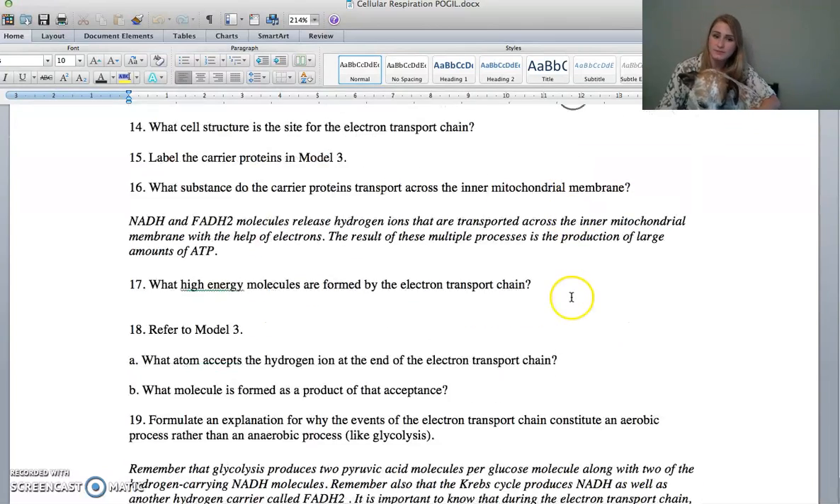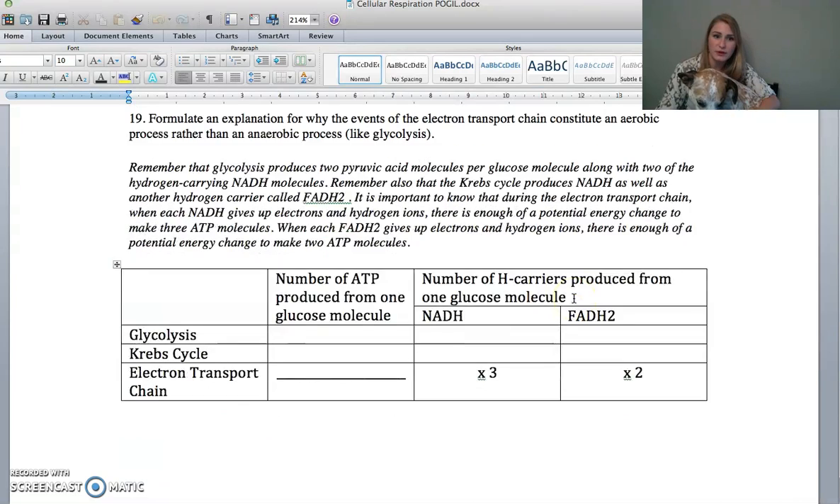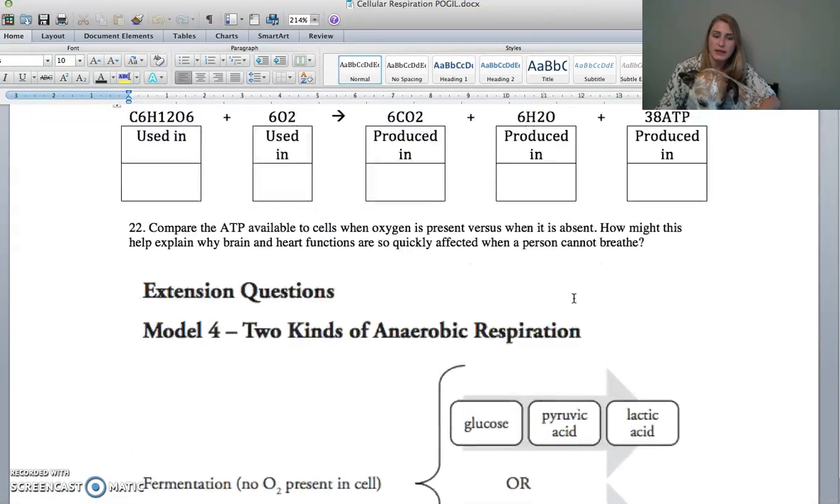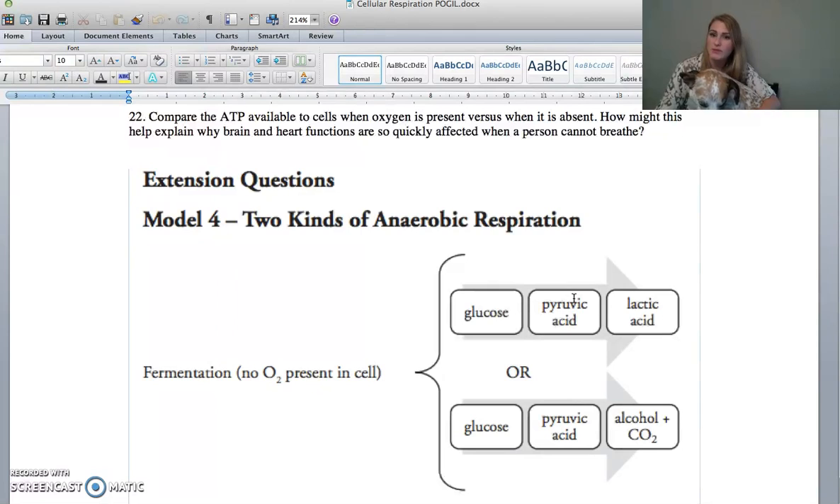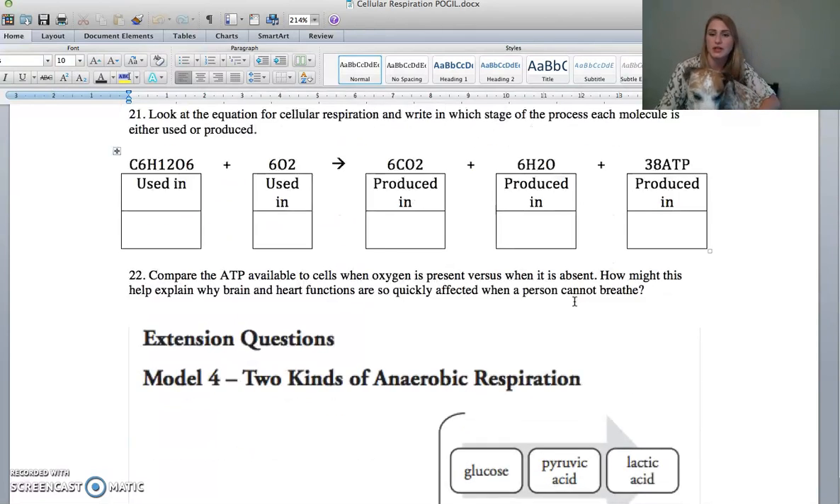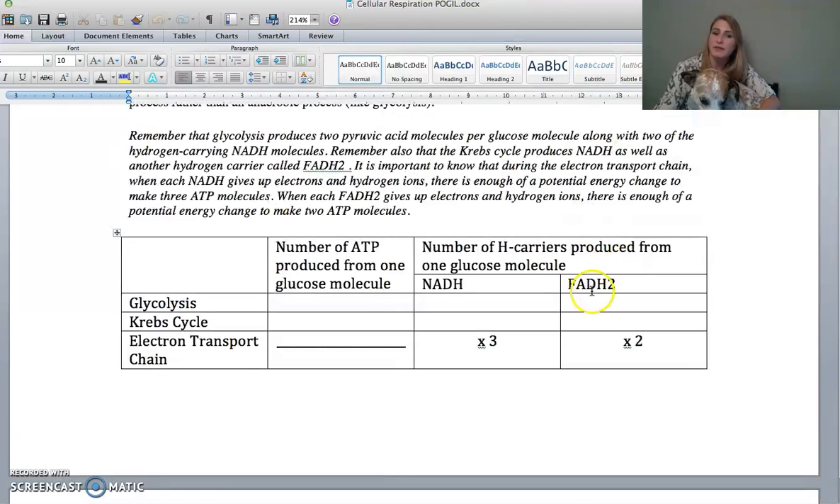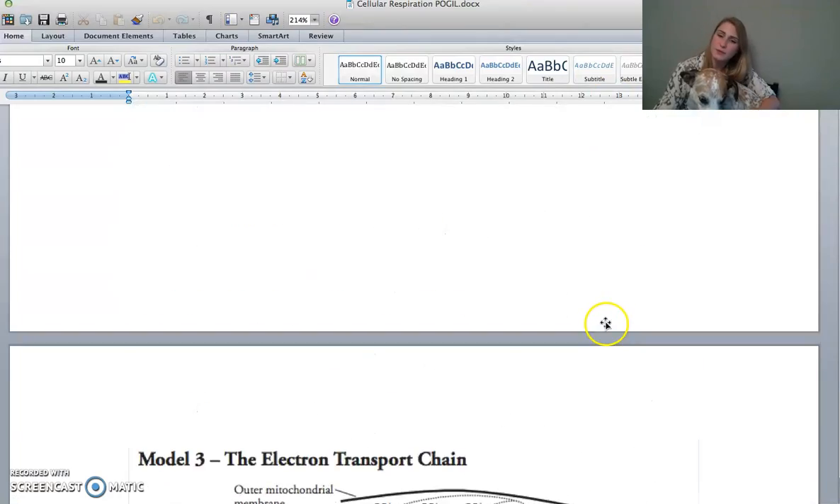Fill these out. When you're finished, you can look at some of the extension questions like anaerobic respiration. That's going to be looking more at fermentation. But I do need these by the end of class. Allow the sub to collect those for me.